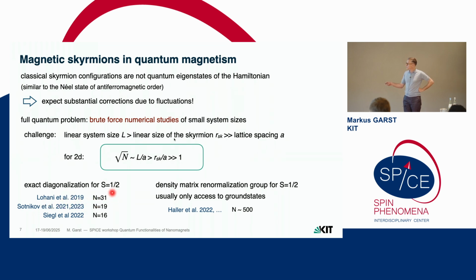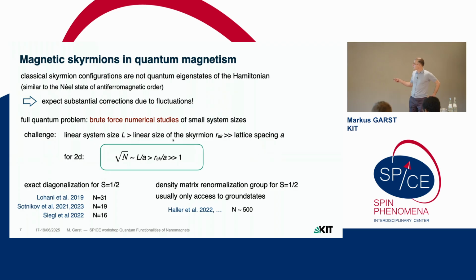There are various activities in this direction. One of the first was Lohani in Achim Rosch's group, who looked at frustrated skyrmions, and they were able to diagonalize systems with 31 spins. This is actually already quite a large system size and allowed them to look at least at the properties of one skyrmion in the system. There are other groups, Sotnikov et al. and Siegel, who also looked at system sizes on the order of 10 to 20. So this is basically one type of approach.